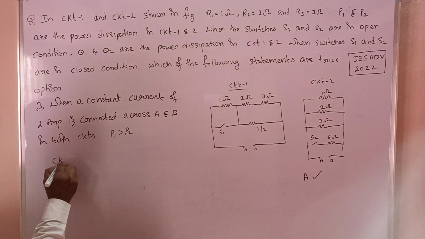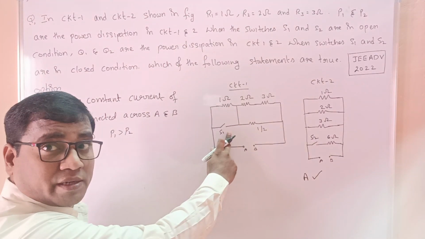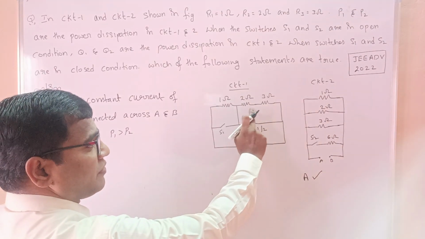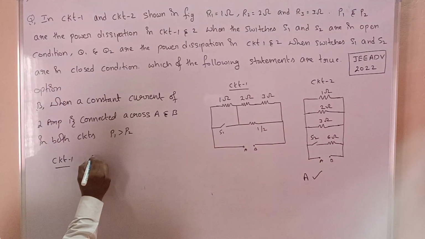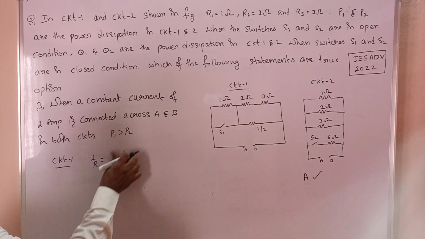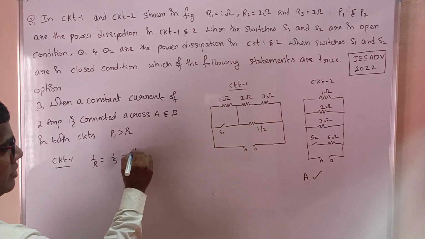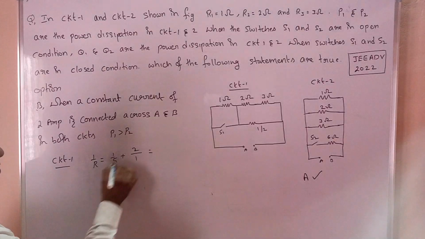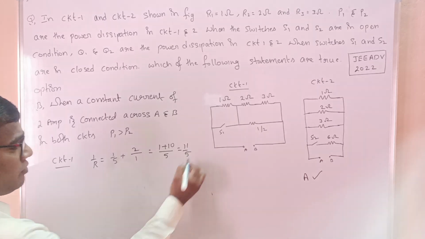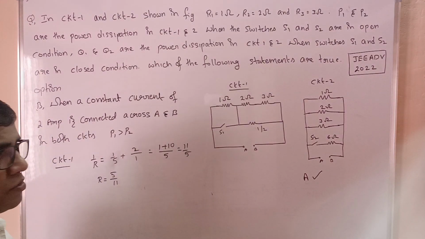In circuit 1, again, it is in open condition, and these two are in series. It is 5. With respect to this one, 1 by 2 is parallel. So 1 by R can be written as 1 by 5 plus 1 by 2. So it can be written as 1 plus 10 by 5, 11 by 5. So R is equal to 5 by 11.